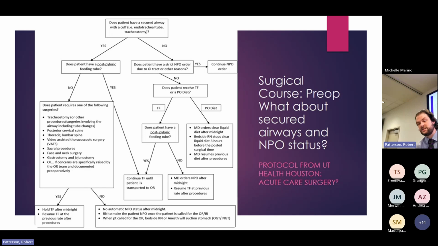If the post-pyloric tube feeding is not there and it's just in the stomach and they're undergoing what's considered a higher risk surgery, such as a trach, posterior cervical spine, face and neck surgery, etc., then you can consider holding the tube feeds after midnight and resuming once the surgery is done. But I thought it was interesting because at our institution, we just say hold tube feeds 8 hours prior to surgery, no matter what. I think this is a practice we can change here: continue tube feeds with patients who have secure airways and post-pyloric tube feeds, and instruct the nursing staff to keep the patient fed and make sure that the contents are suctioned out prior to coming down to surgery.